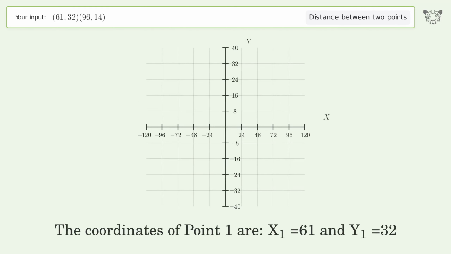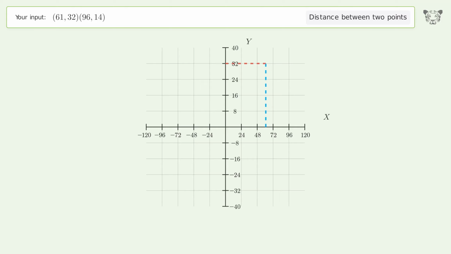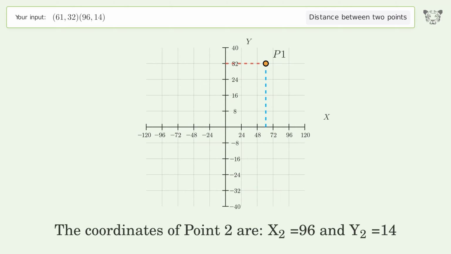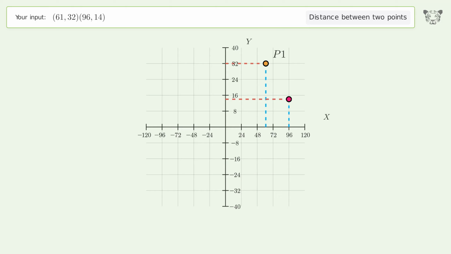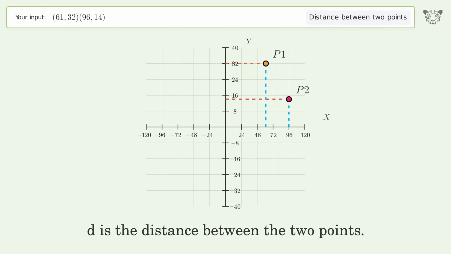The coordinates of point 1 are x1 equals 61 and y1 equals 32. The coordinates of point 2 are x2 equals 96 and y2 equals 14. D is the distance between the 2 points.